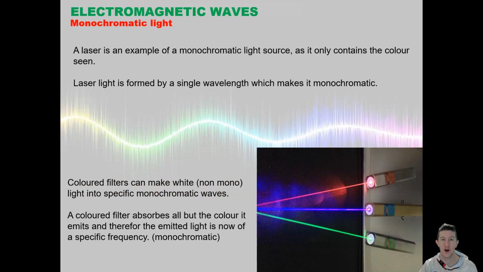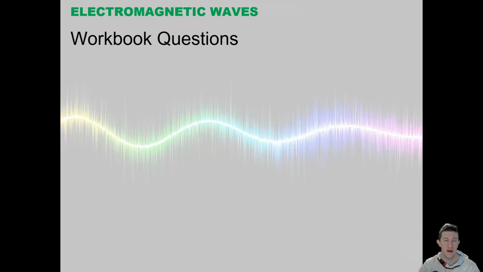A laser is a really common example of a monochromatic source as it only contains the color that you see. A laser is formed by a single wavelength, which means that it's monochromatic. We can also create monochromatic light using filters. If I put a red filter over white light, the filter is absorbing every color but allowing red to travel through. So the resulting red light that's being produced is now monochromatic. From here, have a look at the workbook questions that relate to the wave equation, and I'll see you next lesson.